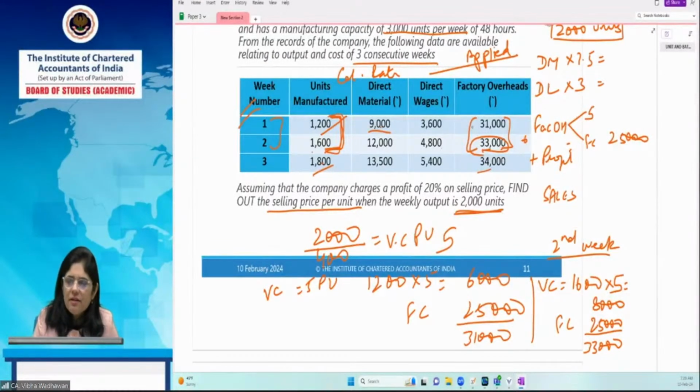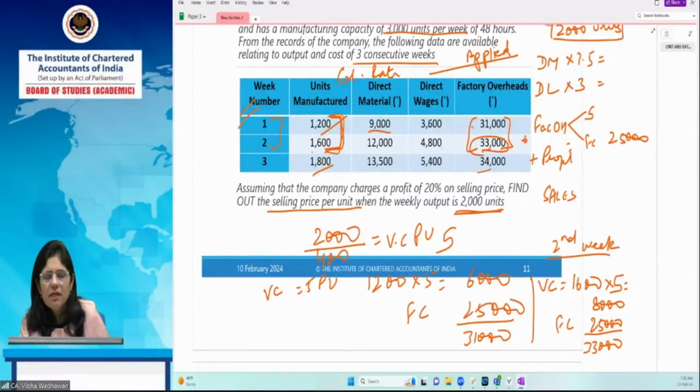So direct material we have, direct labor we have, and factory overheads we have split between variable and fixed. You always need to check whether the cost is variable or fixed. If it's variable, calculate cost per unit. If it's fixed, you will come to know because the amount of fixed will remain the same in all the weeks or all the months. Clear? So here we have checked factory overheads. The cost per unit was not the same in all three cases, so it's not variable. And it was not fixed because the amount is different. So it is semi-variable. Clear? So factory overheads are semi-variable.